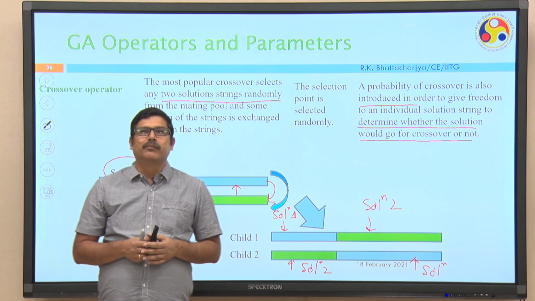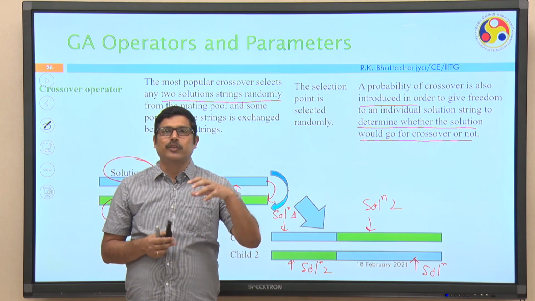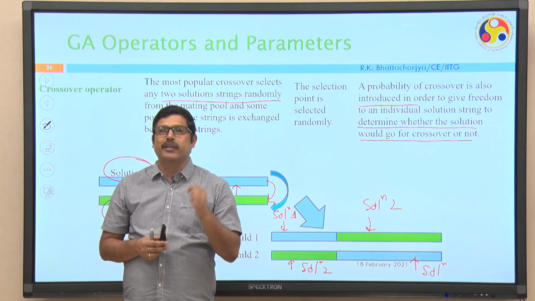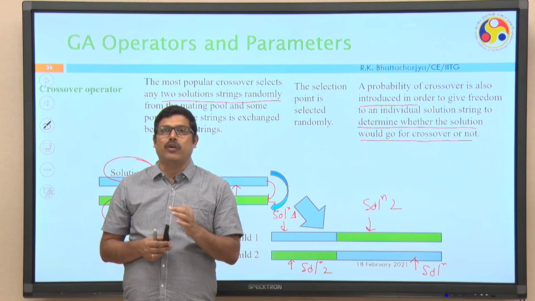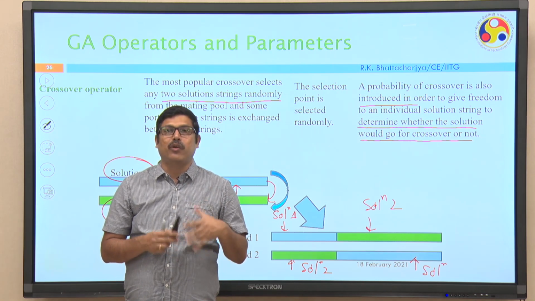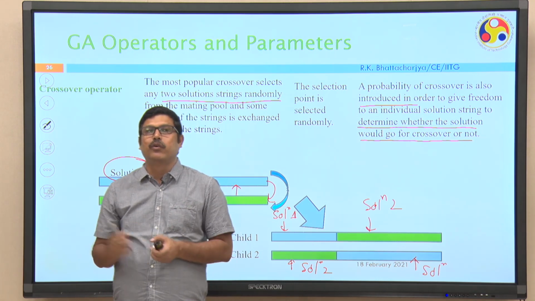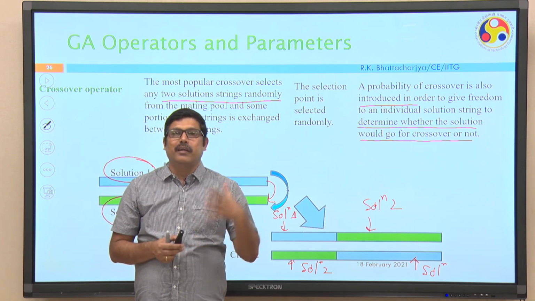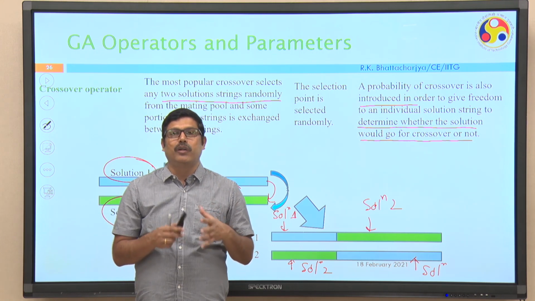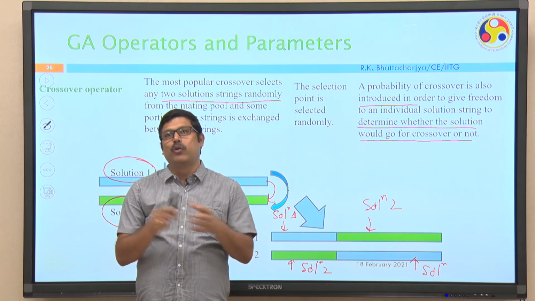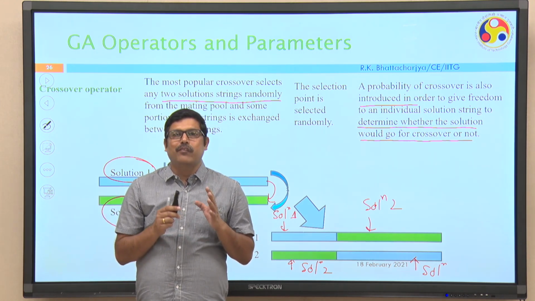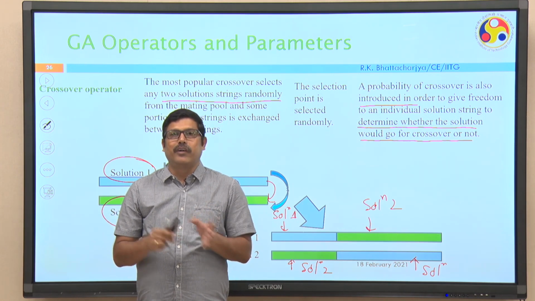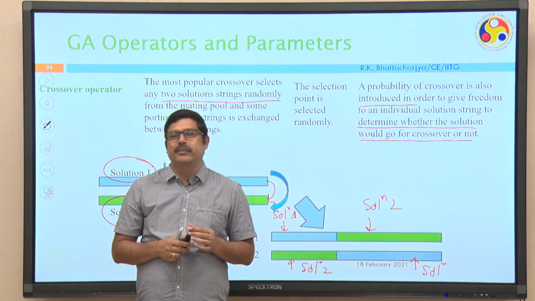So, what does it mean? 60% means that whatever solution you have, 60% of that solution will go for crossover and 40% of them will not go for crossover and they will directly go to the next generation. So, if it is 95%, then 95% of the solutions in the mating pool will go for crossover and 5% will directly go to the next generation.